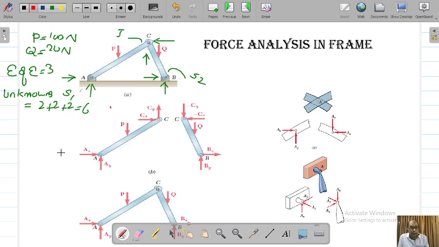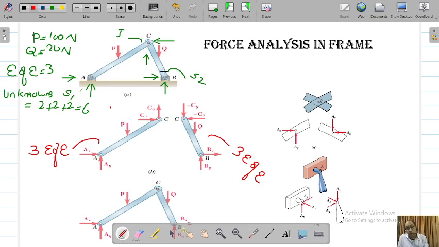So what we will do is try to calculate the unknowns at the supports, and then we will analyze member AC, and then we will analyze member CB. We will apply 3 equations of equilibrium here, and we will also apply 3 equations of equilibrium over here. So we can get the respective unknowns. We will see how we do that when the numerical is coming.